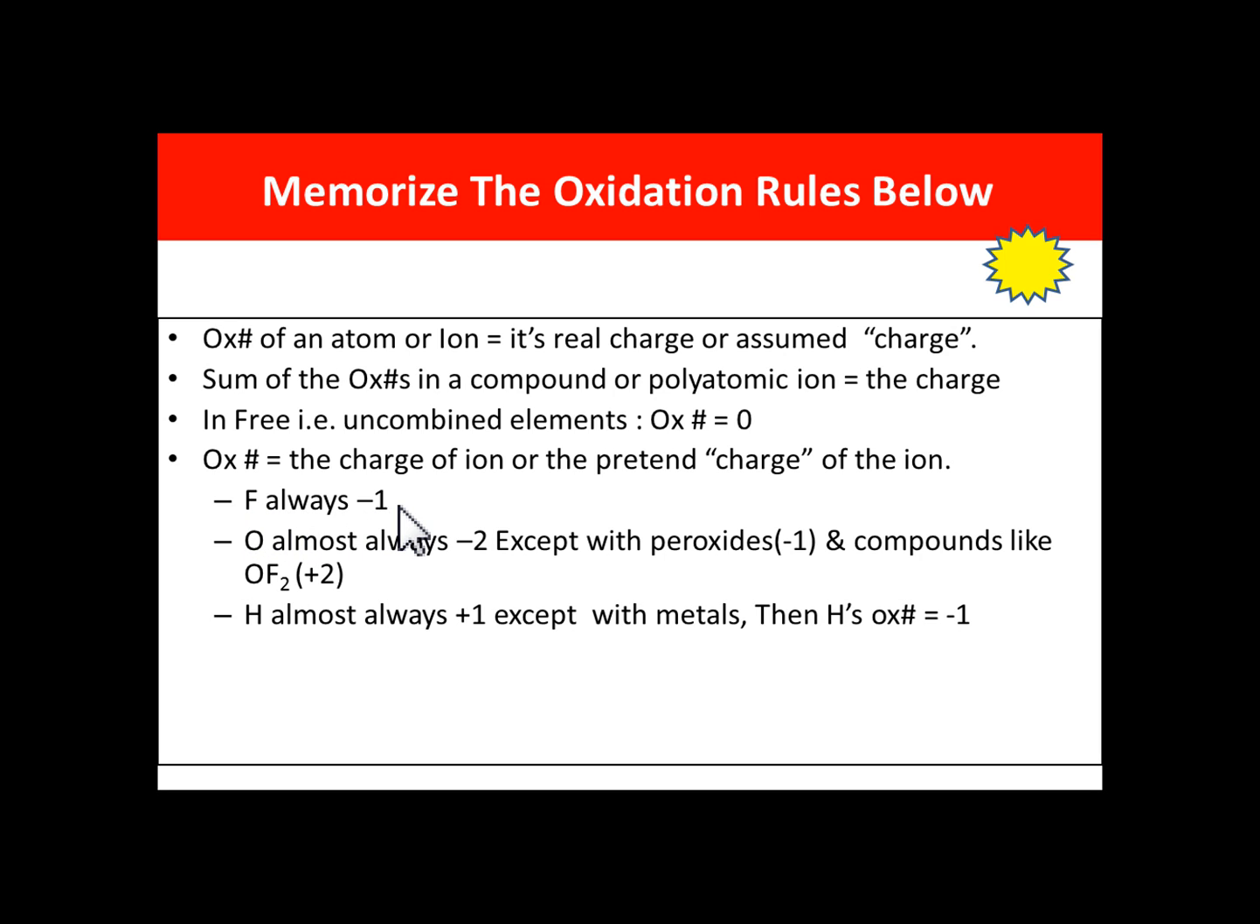Fluorine is always, always, always -1. Oxygen is almost always -2, except with peroxides when it's -1, and in compounds like OF2 where it's +2. And hydrogen is almost always +1, except with metals, then the hydrogen oxidation number is -1. Memorize these. In the next class, I'll give you a blank sheet of paper and ask you to list these just the way they are here.